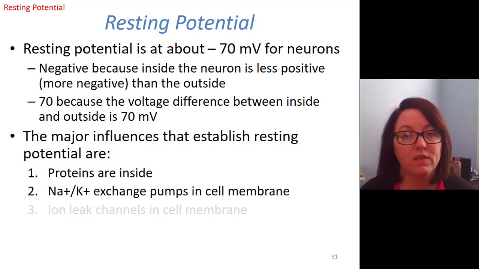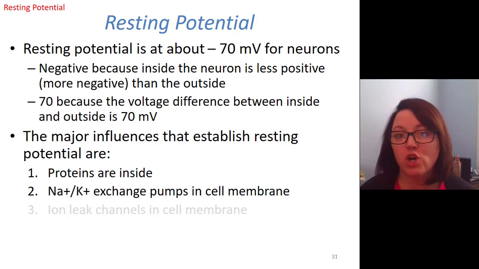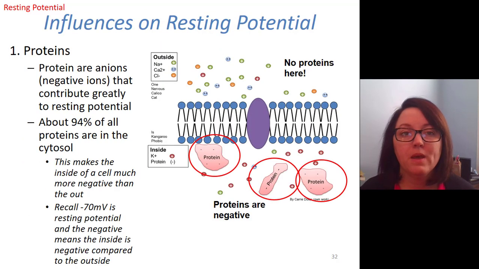Proteins are negative and they're inside of neurons, and that plays a major role. And then there's the sodium-potassium exchange pumps in the cell membrane, which are really important too. There's a third component that's important for resting membrane potential. These are ion leak channels, but I don't believe that they are essential for understanding neural activity at our basic level, so I'm not going to talk about them. But let's talk about the proteins and the sodium-potassium exchange pumps.